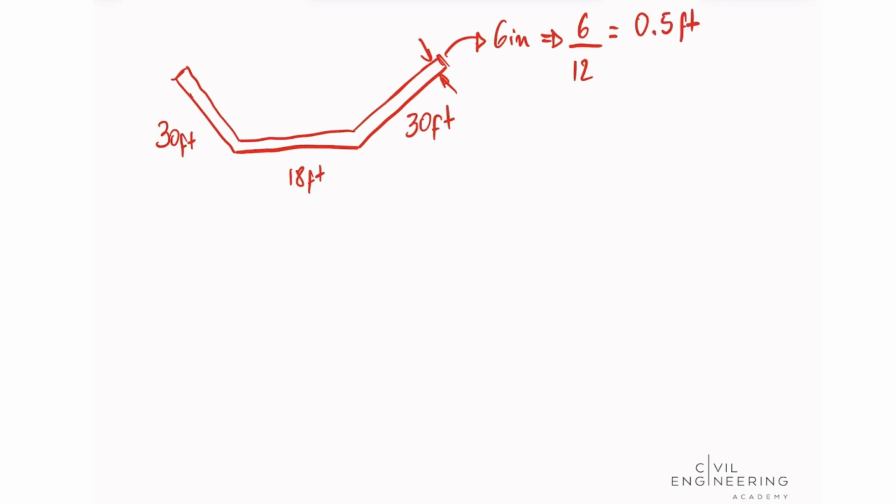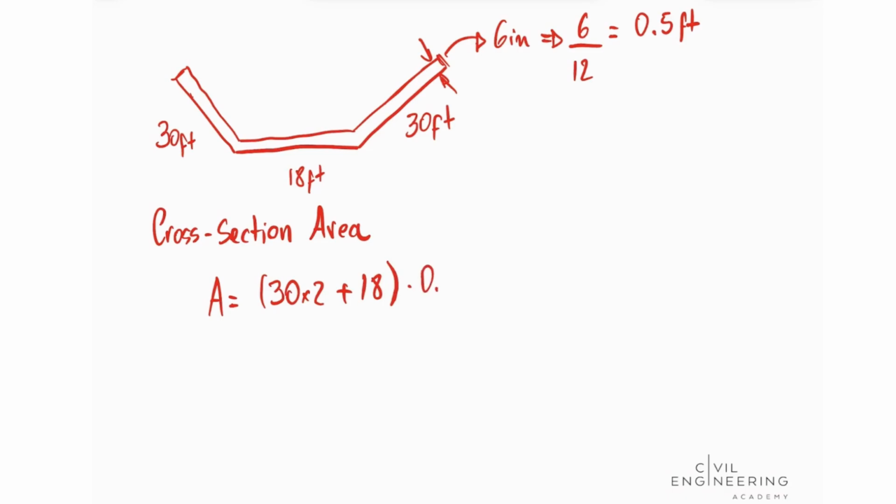With that, we can calculate our cross-section area, and our area is going to be 30 times 2 plus 18 times our thickness, 0.5. And then we're going to find that our area is 39 square feet. Okay. Now we can go ahead and calculate the volume of our structure, of our ditch.